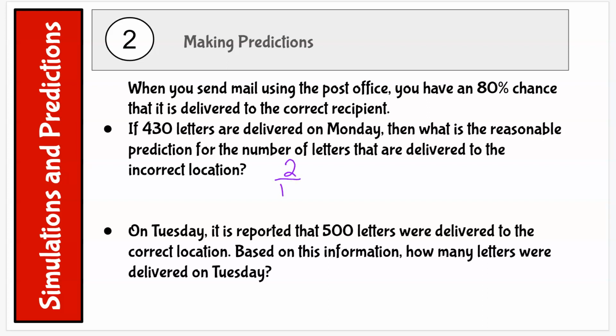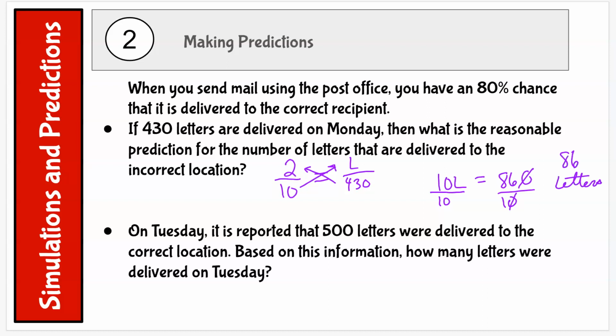So we're going to use that 2 out of 10. 2 out of 10 do not go to the right place. But we know they delivered 430, so how many are going to the wrong place? Let's cross multiply. 10L is equal to 860. And if we divide out by 10, we can just cross out those zeros. And we find out that 86 letters went to the wrong location. Which is actually quite a few.